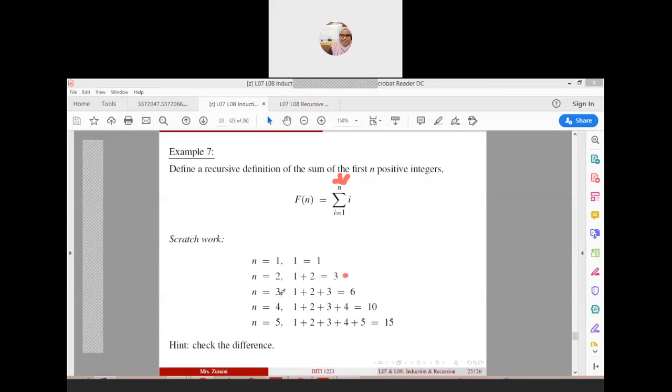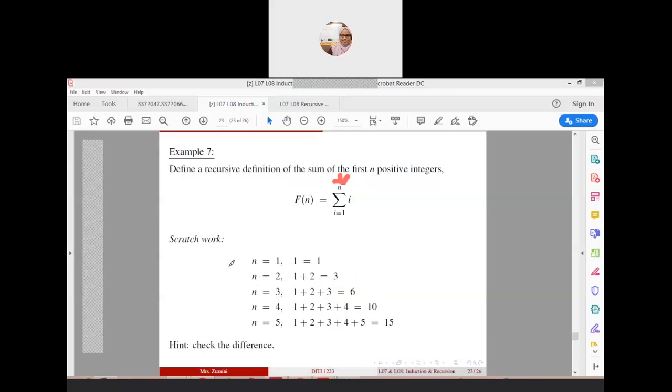Okay, bila n sama dengan 3, kita kena tambah 1 tambah 2 tambah 3 sama juga dengan 6. Macam tu juga bila n sama juga dengan 4, 1 tambah 2 tambah 3 tambah 4 sama juga dengan 10. Okay, same goes to n is equal to 5. Okay, so now, like previously, we have to check the difference. Okay, what is the difference? The current one with the previous one.